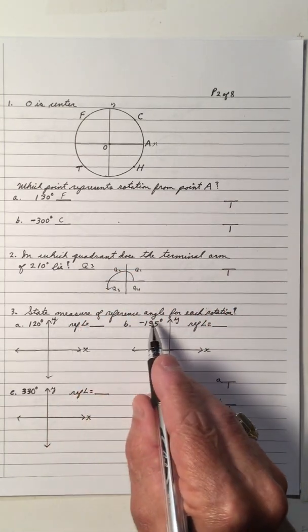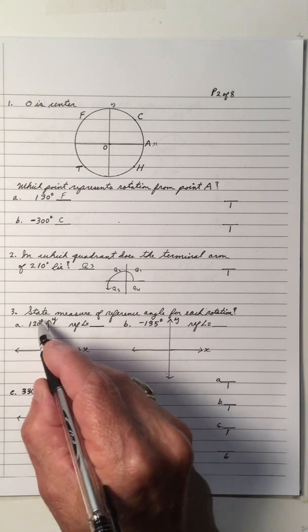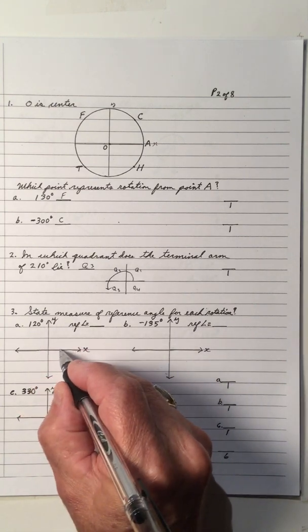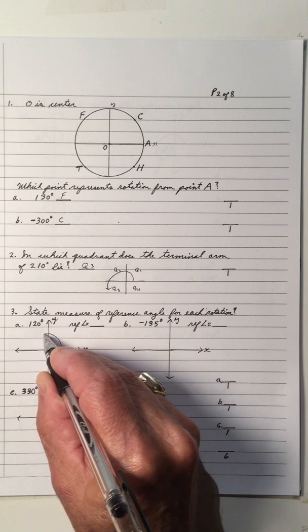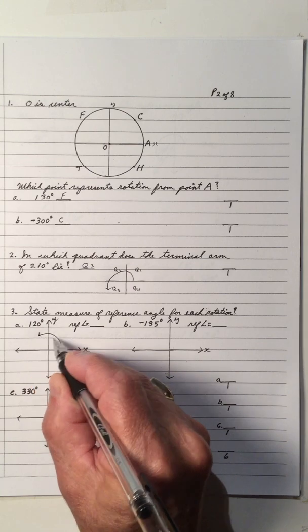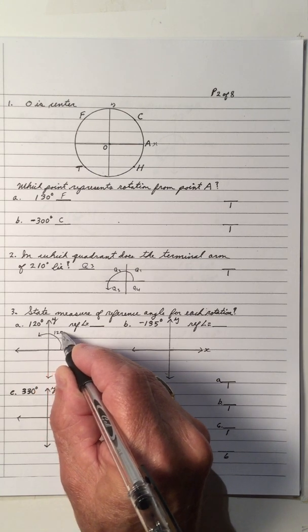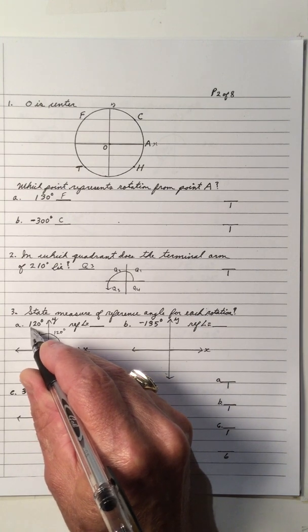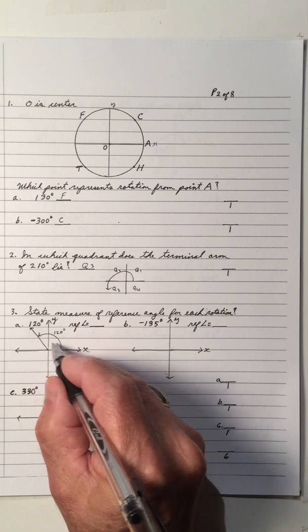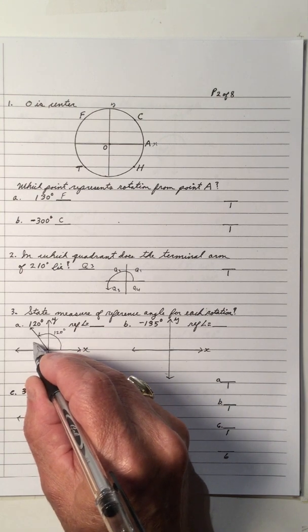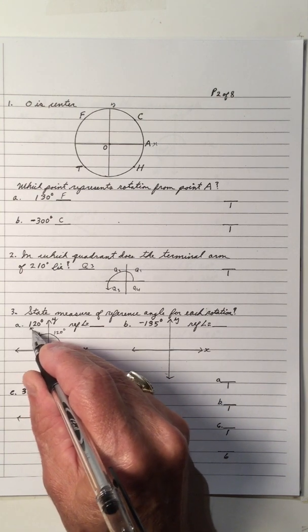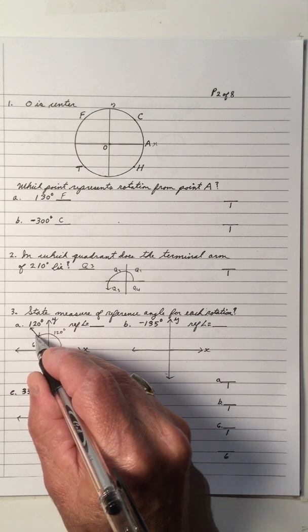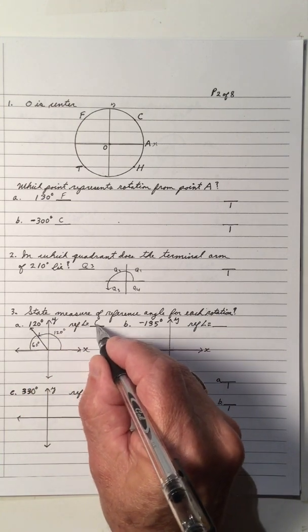State the measure of the reference angle for each rotation. So if you rotate 120 degrees, you go 90 and some more. So that's the rotation of 120. And you draw a terminal arm coming out from the 0, 0 origin. And so that's 180 and 60 more. And the reference angle is between the terminal arm and the x-axis. So the reference angle is 60.